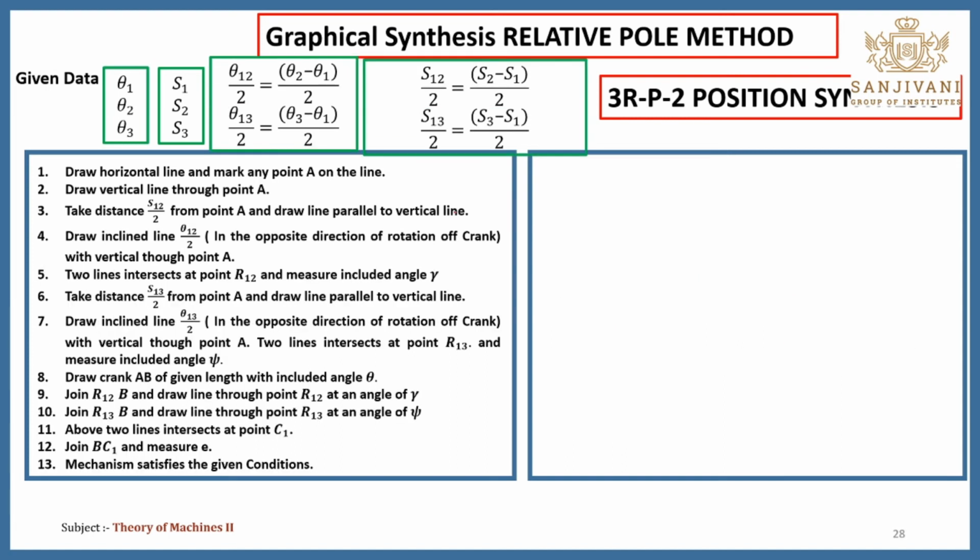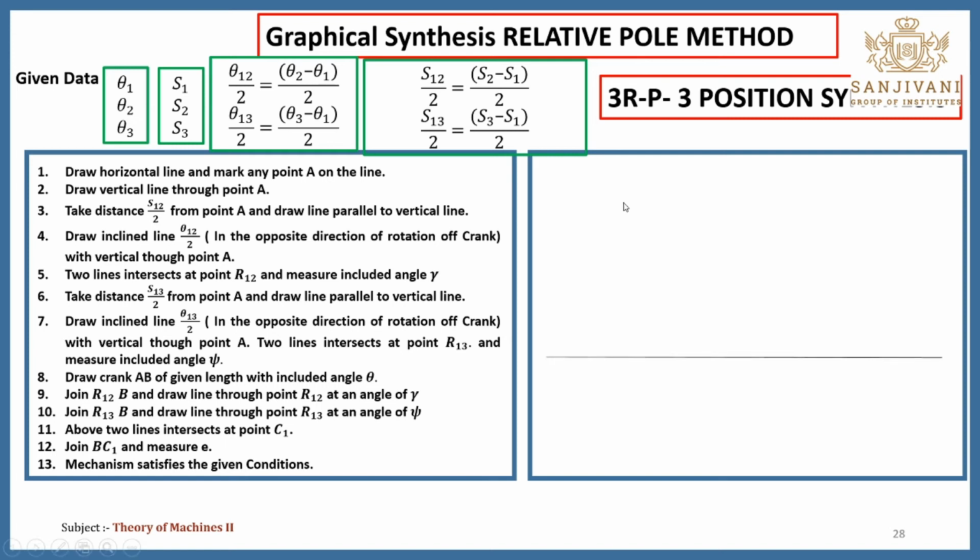Now next task, we need to do the 3-position synthesis. Now in this 3-position synthesis, 3 positions of the input link, that means the crank angles theta 1, theta 2, theta 3, and respective positions of the sliders are given to you, S1, S2, S3. Here again you need to calculate theta 12 by 2, which is theta 2 minus theta 1 by 2, theta 13 by 2, which is theta 3 minus theta 1 by 2. S12 by 2 is equal to S2 minus S1 by 2, and S13 by 2 is equal to S3 minus S1 by 2.